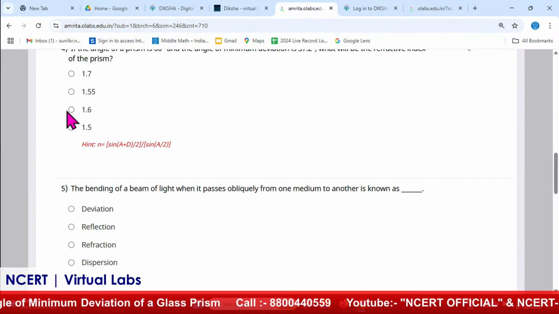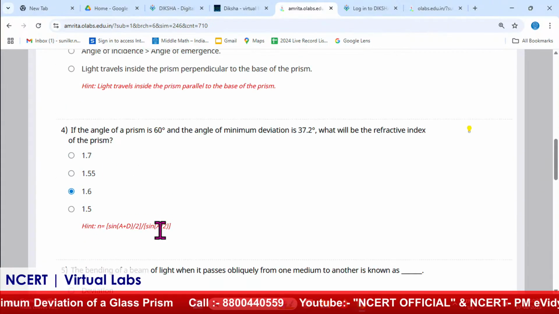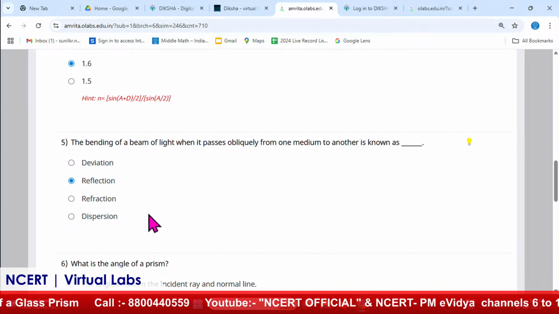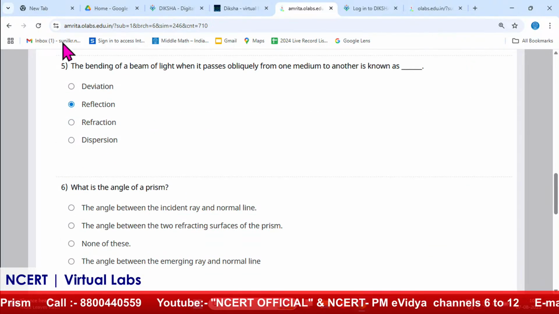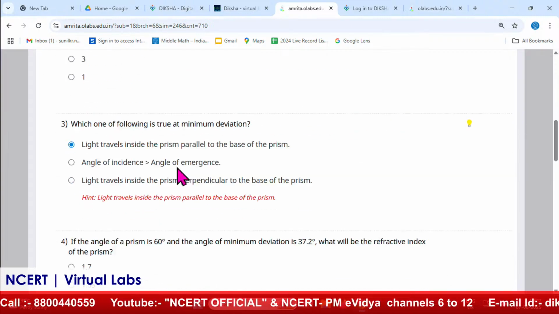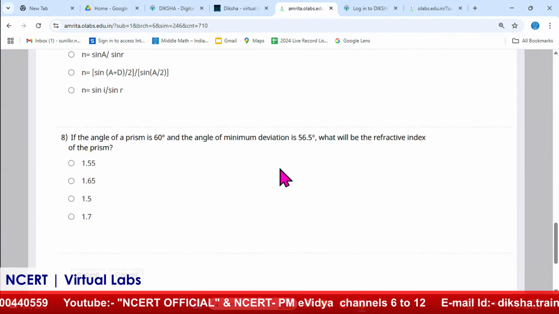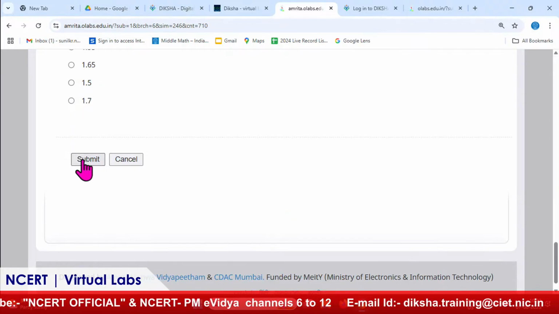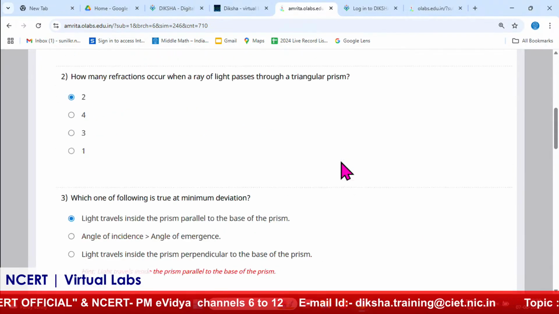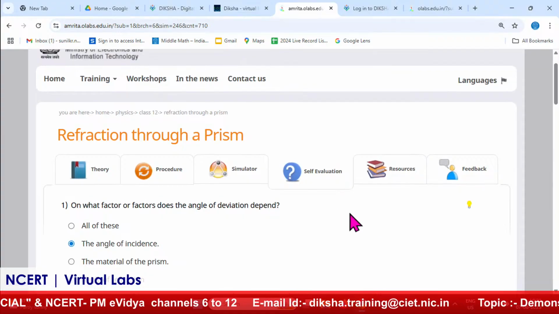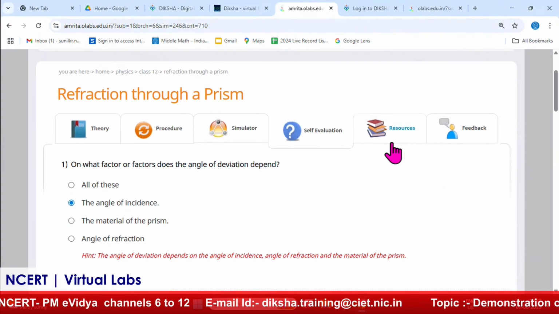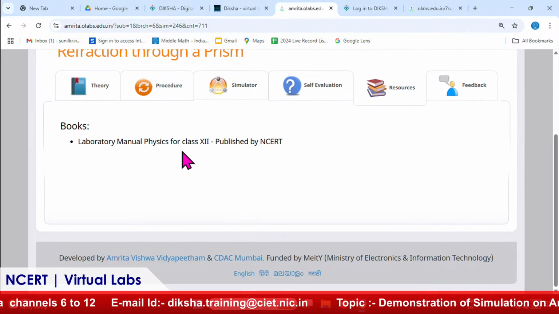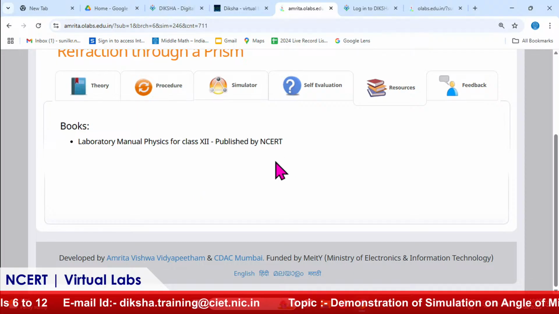And suppose they have put some answer wrongly, in that case it gives this cross mark. So this is the assessment part. Once the assessment is complete, there is this submit button, they can submit it, and all the observations are recorded. Then resources are available over here, some books, that is the laboratory manual of physics class 12th, which is published by NCERT.